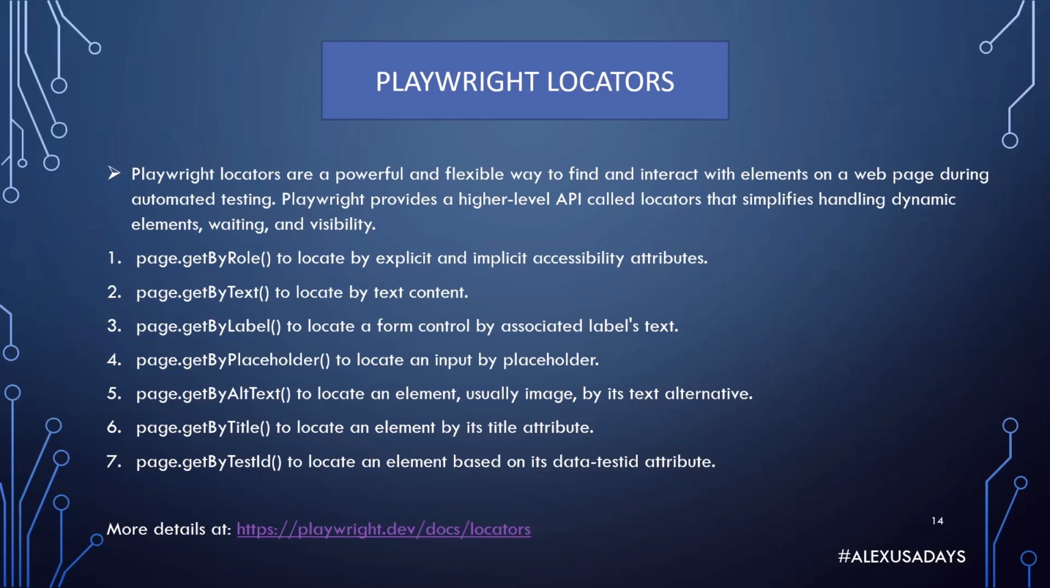You can get elements by role. You can get them by text. You can get them by label. You can get them by placeholder. You can get them by alt text. Typically, this is used for images. You can get them by title, or you can get them by test ID, which is configurable in the Playwright config if you have unique test IDs. We're going to take a look in more detail at the documentation as we go through the video.